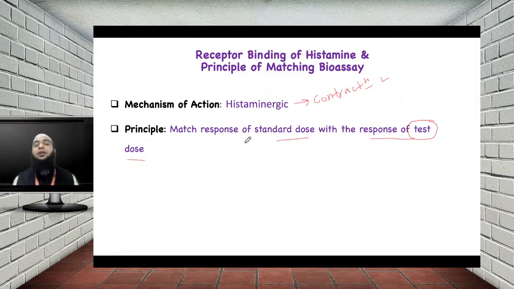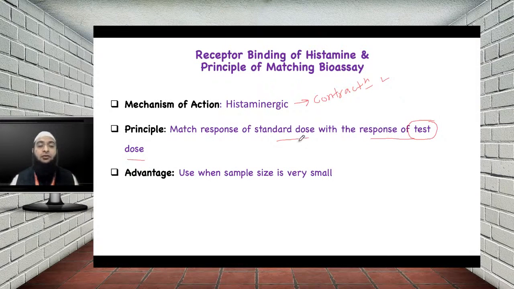So now suppose when you perform the experiment, or when you do the investigation, and you have synthesized some biological molecules, or maybe you have isolated some molecule from the herbal extract, and the concentration or the amount of the drug available with you is less. Then, instead of going for the lengthy experiment of the 3-point bioassay or the 4-point bioassay that we are going to study in upcoming practicals, you can select the matching bioassay, bracketing bioassay, or interpolation bioassay. The most important advantage of this method is that it is generally used when the sample size is very small.